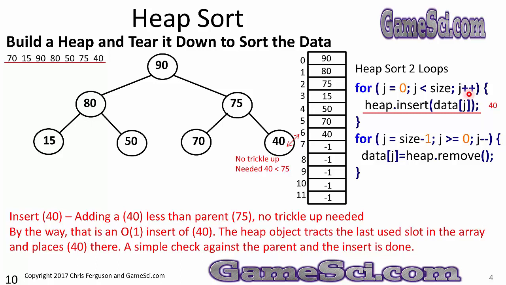J went up. Insert of data sub J says insert 40 into the heap. Grab this 40 and insert it into the heap. The new item always goes at the very end of the array, at the end of the heap. We look at our parent and decide whether we should trickle up. The answer is no. 40 is less than 75, no trickle up is needed. This is order of 1 because we only had to access one slot of the array, position 6.